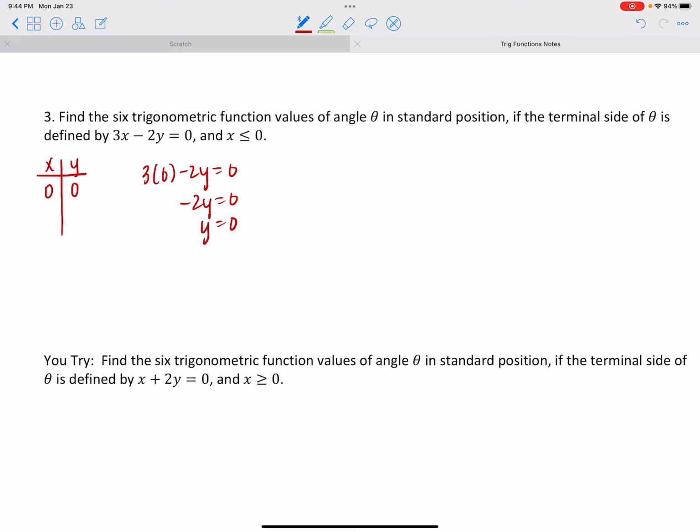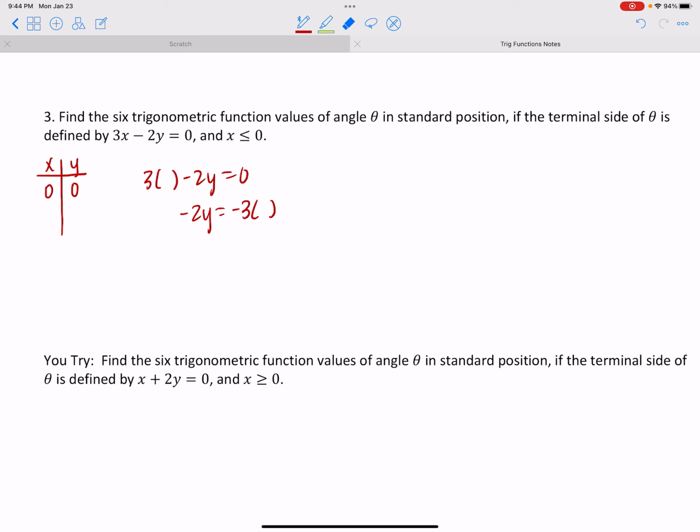And then I just need one other point. I can pick whatever I want for x, but if I put a 1 here, so 3 times 1 minus 2y equal to 0, I'm going to end up with this, right? Three times, sorry, this is going to be subtracted over. It's going to be -3 times 1, and then when we divide by 2, we're going to get a fraction. So I probably wouldn't choose 1.